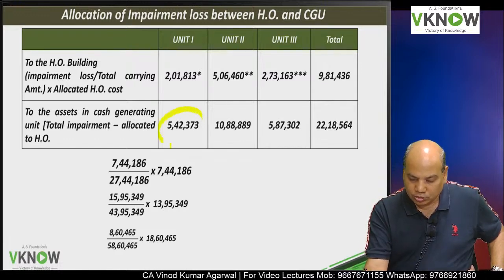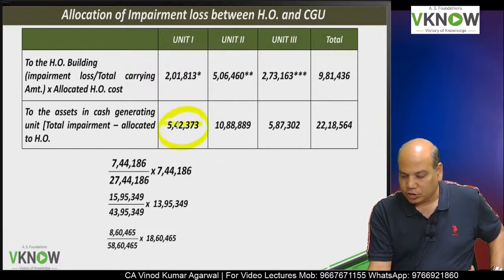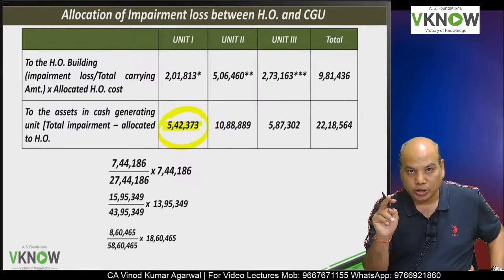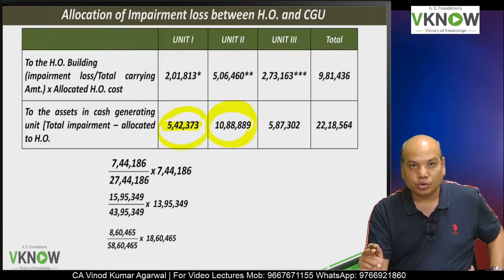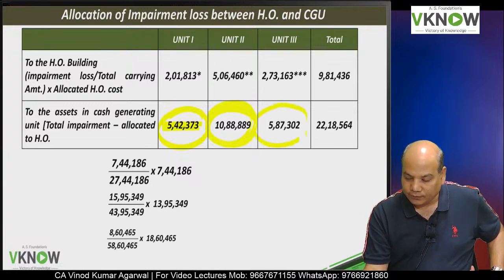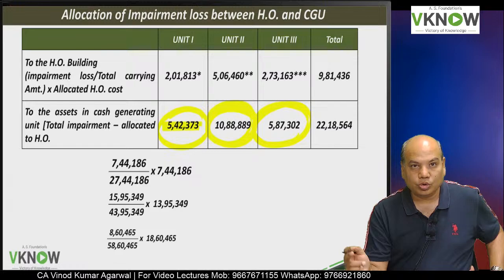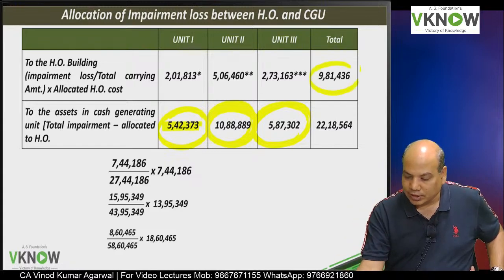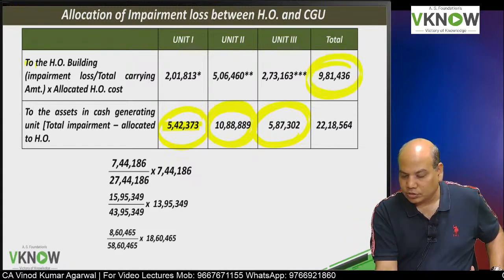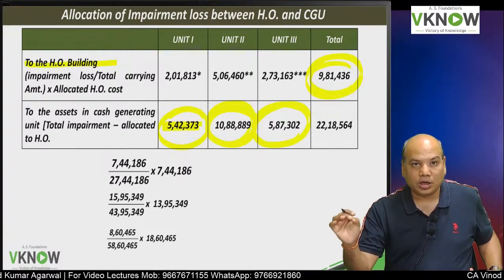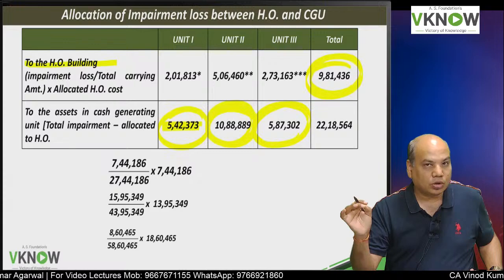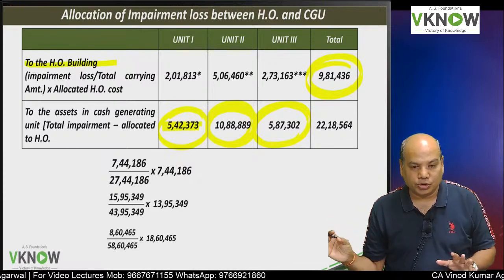You're going to allocate 542,373 to unit 1, 1,088,889 to unit 2, 587,302 to unit 3, and 981,436 to HO building. So this is called bottom up approach.